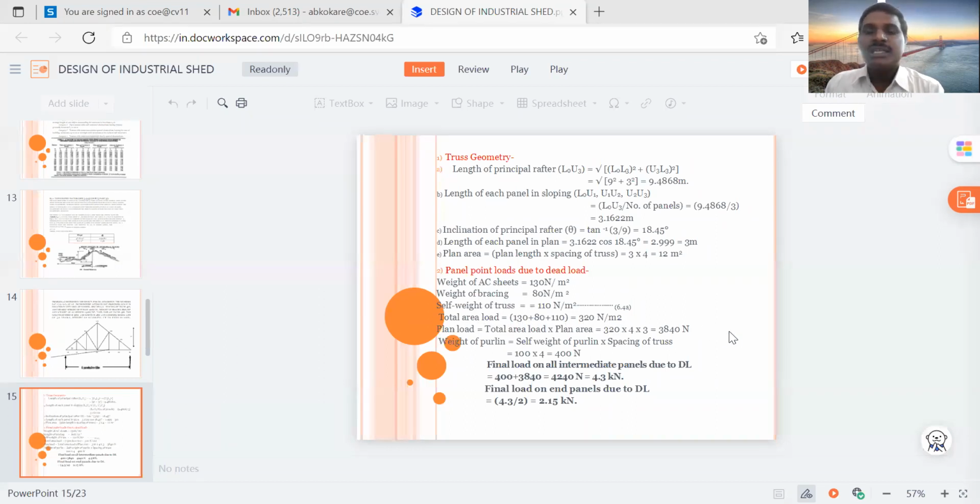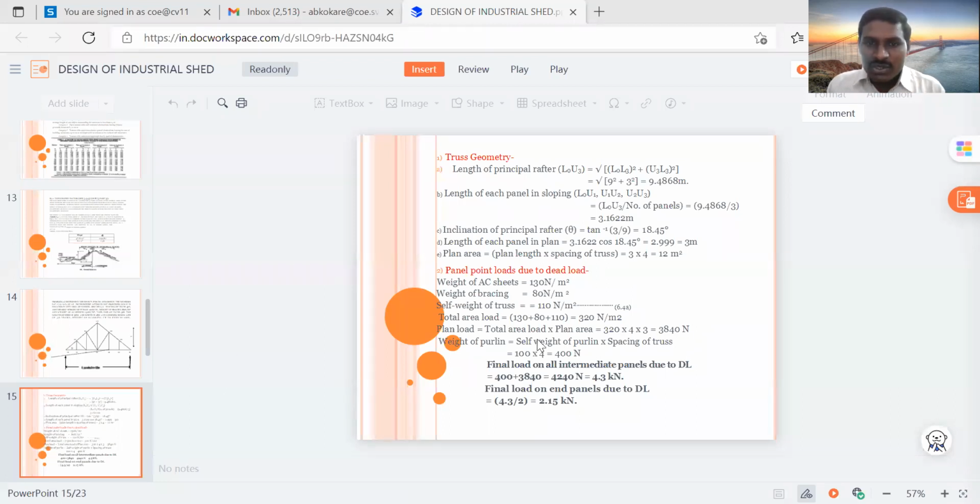Now we have to calculate the dead load in Newton. The given load is in Newton per meter square, so we have to calculate the dead load in Newton. For that, we have to calculate the panel point load. Means on the truss, how much load is coming at the points where the purlins rest, that we have to calculate. So for the calculation of panel point load in Newton, we have to multiply the plan area by the total load. So the plan load is equal to total area load into plan area. We will get 3840 Newton as the load.